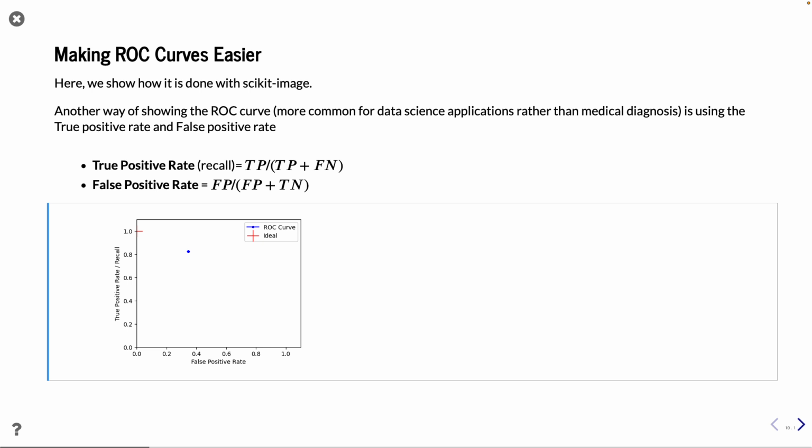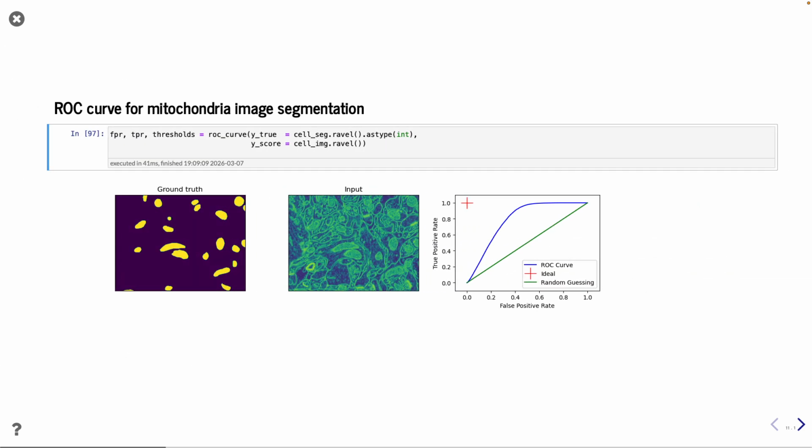In some cases, you can have pretty good results. It depends on the image composition and what algorithm you use for the segmentation. So let's try it for this mitochondria image. And we see that, first of all, the green line here tells us that if you're below that, you're better off just tossing a coin. So that would be random guessing.